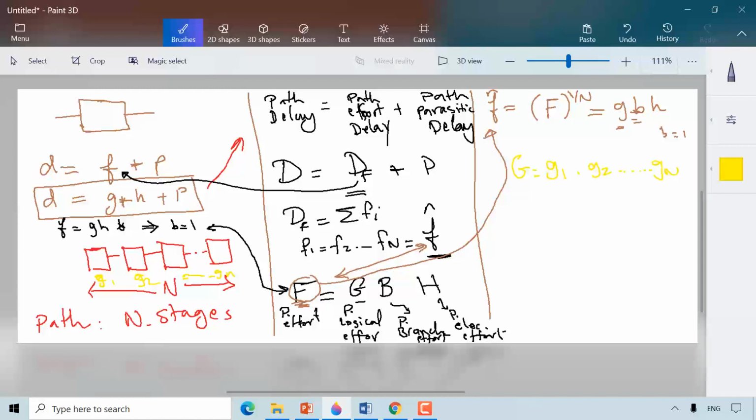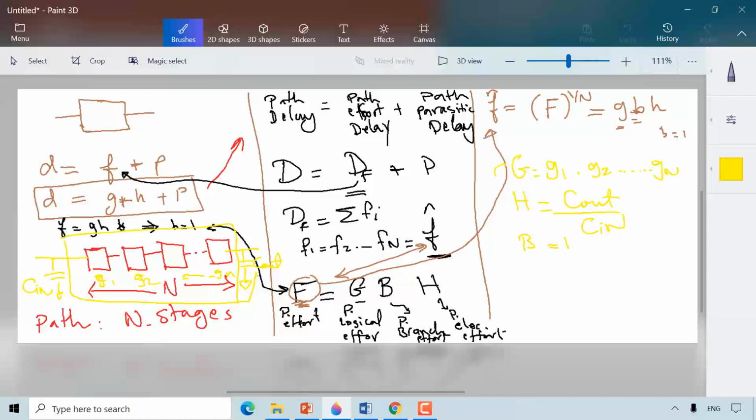How about the H? Since I have a C out at the end of the path and a Cn at the beginning of the path, then H equals C out over Cn. Notice this is for the path. Now, how about B? We'll assume it is 1 for now, and later on we'll discuss branching.